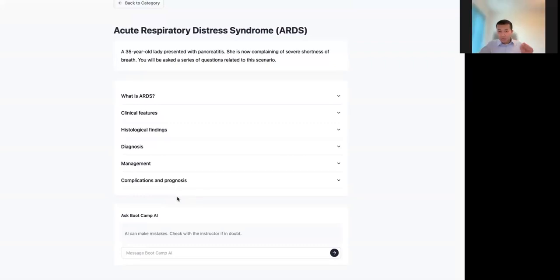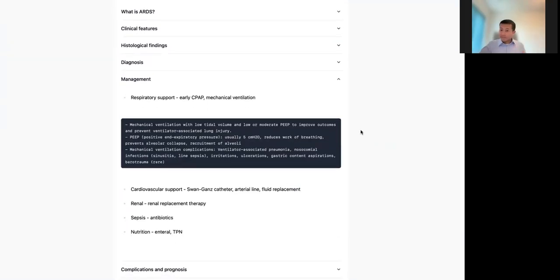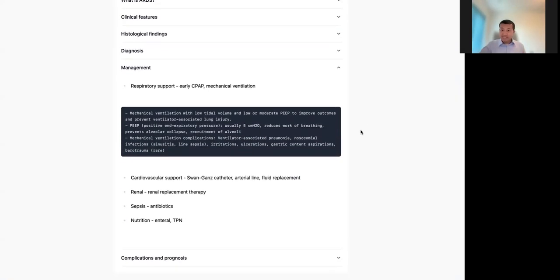That is the only centimeter water unit, right? PEEP is measured in centimeters of water. The rest of the pressures that we're going to talk about are in millimeters of mercury. Very good. So let's quickly go through it. What you said is perfectly correct, but we need to know why. Let's start with the respiratory support.